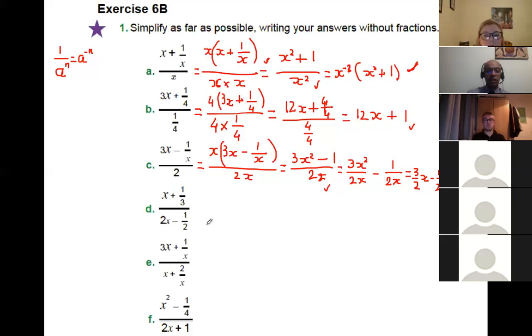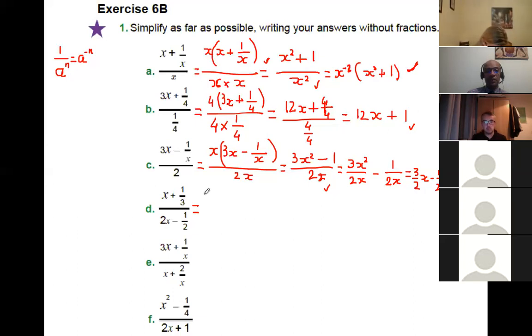The next one here, you will need to multiply by 3 to get rid of that 3 in the fraction. At the bottom, you will need to multiply by 2 to get rid of that 2. So if we multiply by 3 and by 2, that's multiplying by 6. Same here. So that's why you need to use the 6 this time, or 2 times 3.